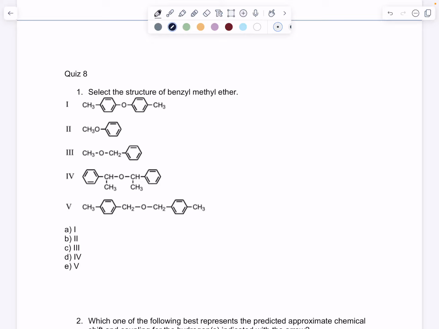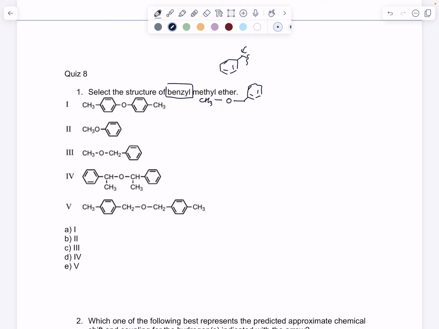So let's start here with this one. Select the structure of benzyl methyl ether. Benzyl is like a benzene ring, but typically benzyl has a bend in it, so it's got an extra CH2, that's how I remember it. And then methyl, CH3, and then ether is an oxygen. So I'm going to look for an oxygen that has a methyl on one side and a benzene on the other, but a CH2 before the benzene.